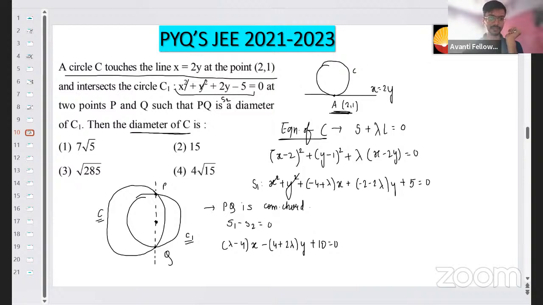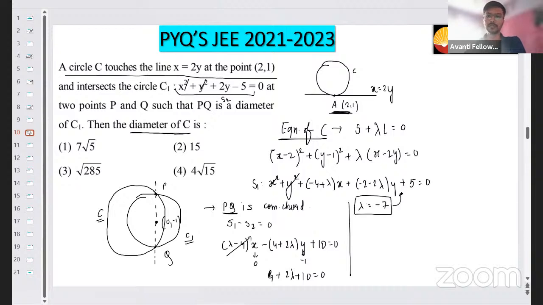Now remember the center of this circle, which is C1, is (0, minus 1). And this is the equation of PQ. So PQ passes through the center. That means it must satisfy. So if I substitute 0 for x and minus 1 for y, this will get cancelled. 4 plus 2 lambda plus 10 equals to 0. So I'll get lambda is equals to minus 14 by 2, minus 7.